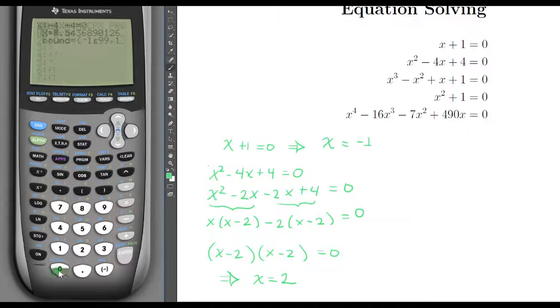So again, we go to 0, we go up, we clear, and we start again by writing it all again. X exponent of 3 minus x squared plus x plus 1. Okay, when we press enter, it's gonna ask you for, oh, there it is. We didn't even have to find a bound, because what it did was it took the information from the graph and just plugged it in.